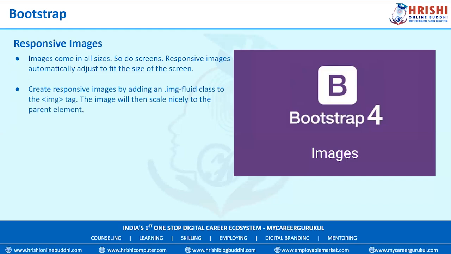Create a responsive image by adding the .img-fluid class to your image tag. The image will then scale nicely to the parent element. The .img-fluid class applies max-width 100% and height auto to the image. So it will apply max-width to the image and the height will be automatically adjusted. So let's see the practical implementation, how we can use this class.